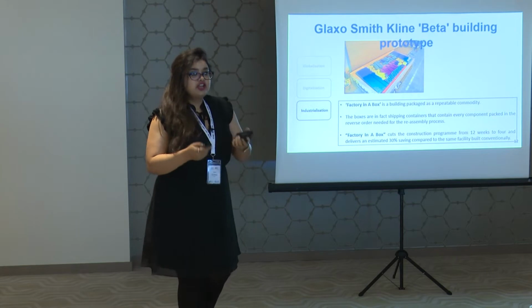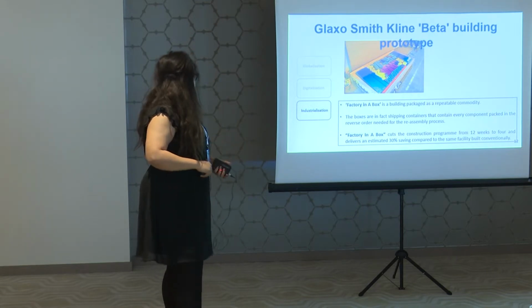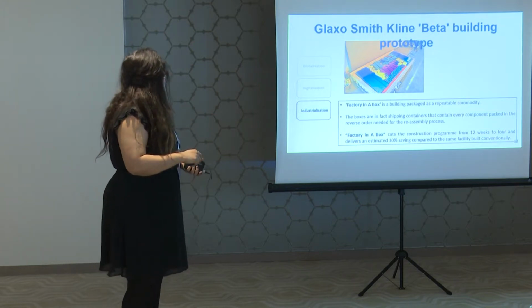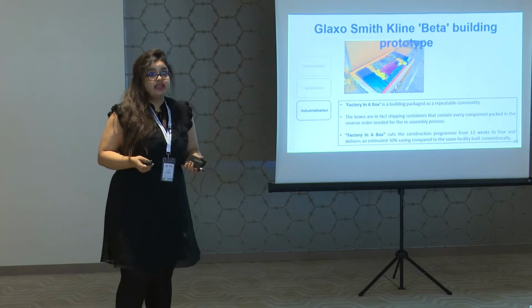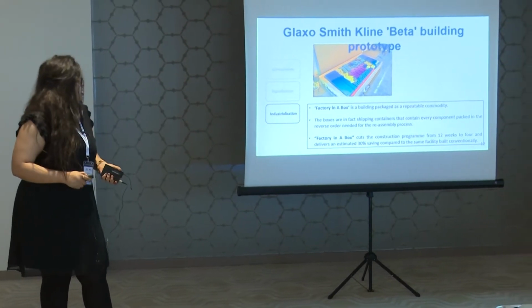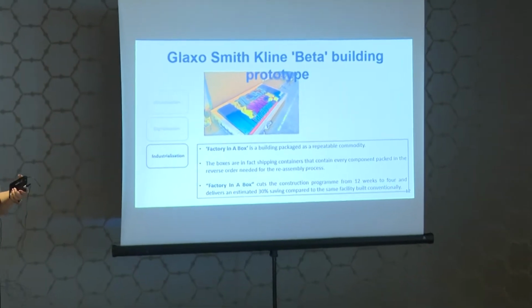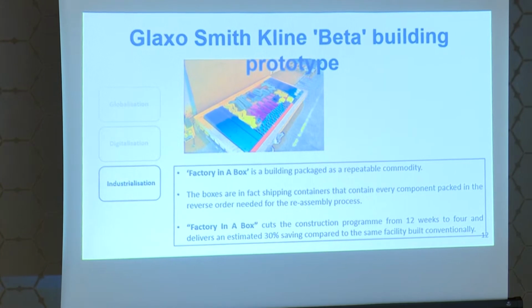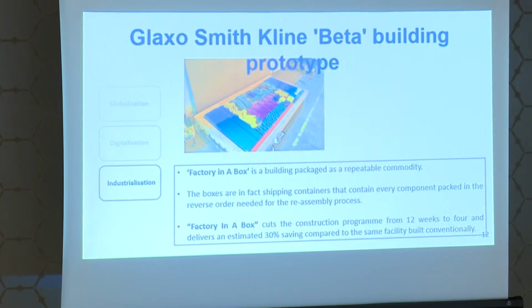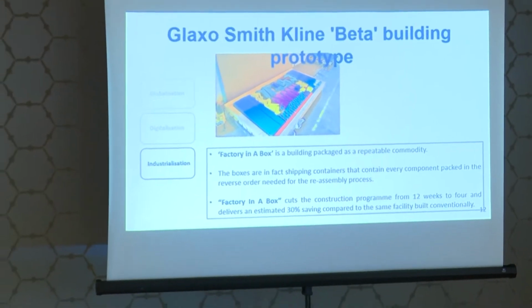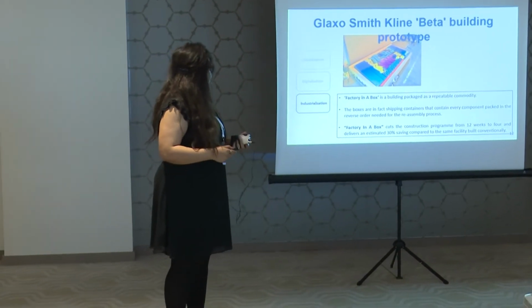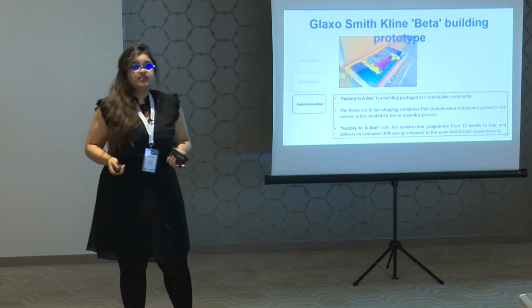Now coming to the next aspect in my analysis, which is industrialization. If you see this picture, it is something that GlaxoSmithKline came up with. It is a factory in a box. So it's essentially a building packaged as a repeatable commodity, and the boxes are in fact shipping containers that contain every component packed in the reverse order that they will be needed for the reassembly process. So factory in a box cuts the construction program from 12 to 4 weeks, and it delivers an estimated 30% saving over if it were built conventionally.